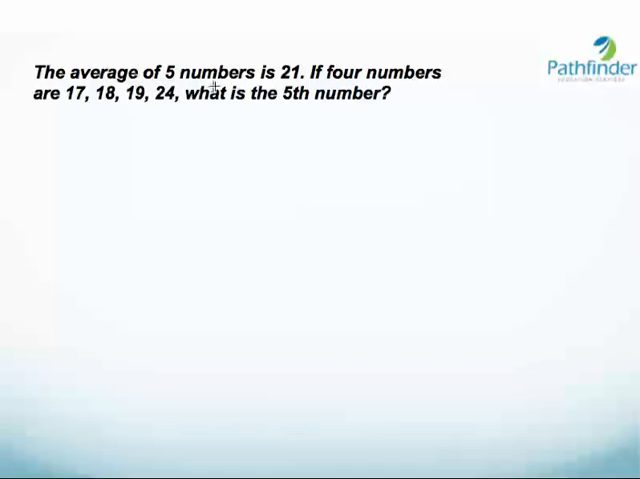The average of 5 numbers is 21. If 4 numbers are 17, 18, 19 and 24, what is the fifth number? Now here, the total number of numbers, that is n, is equal to 5. And what is the average of these 5 numbers? The average of these 5 numbers is clearly given to us as 21.